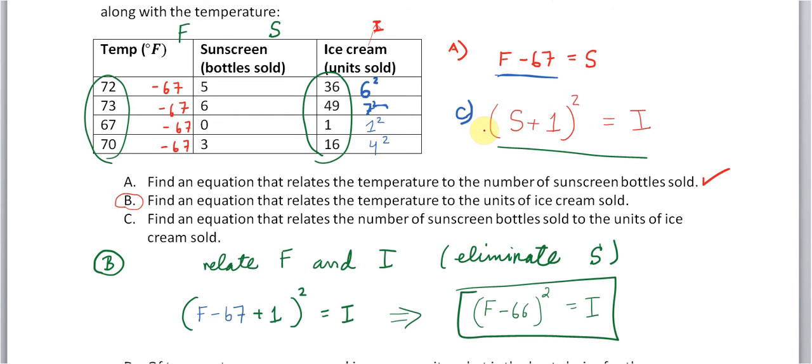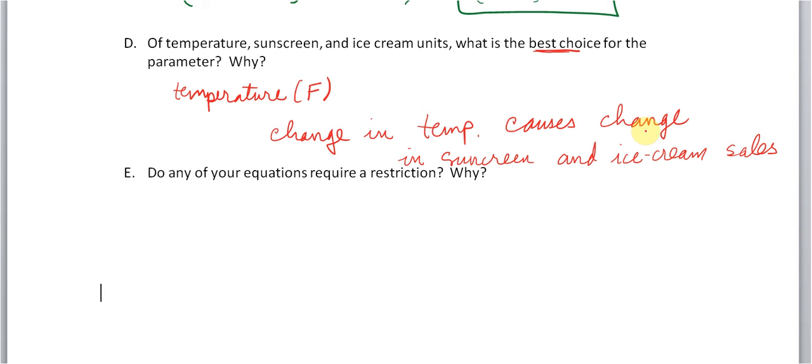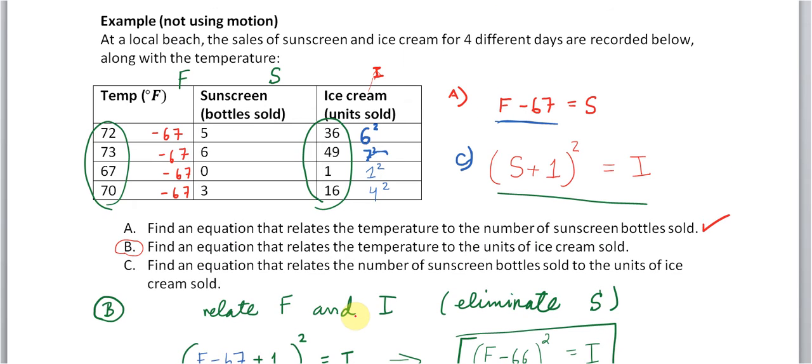For example, part C here, the relation between sunscreen and ice cream. This tells me that if I sell some more sunscreen, I need to stock up a lot more on the ice cream, right? Regardless of what I know about the temperature. Now finally, do any of our equations require restriction, and why? Well, yeah, our restriction needs to be that F has to be at least 67 degrees. The temperature has to at least be 67 degrees for any of this to apply. Otherwise, we get some nonsensical results.